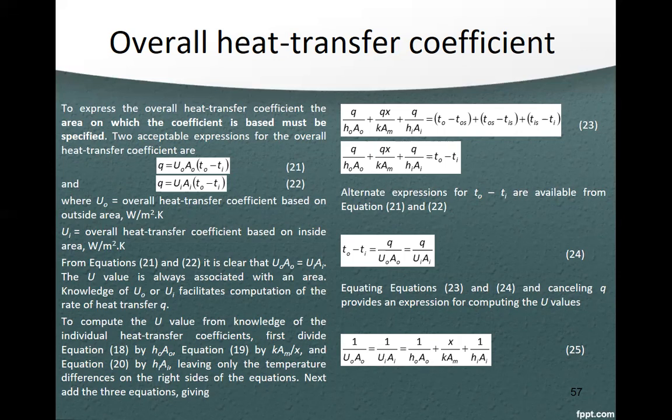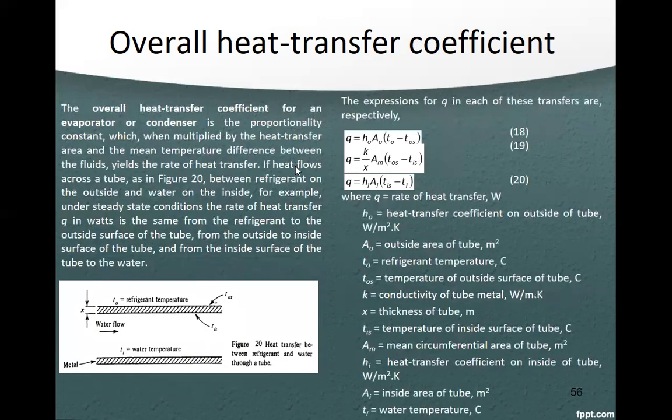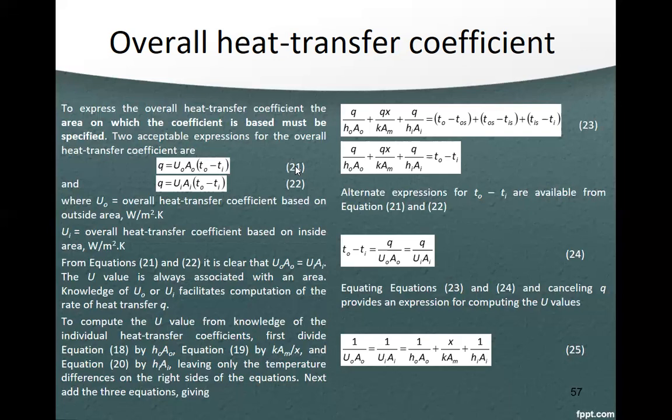To compute the U value from the knowledge of individual heat transfer coefficients, first divide equation 18 dito, yan, by H sub O A sub O, equation 19 by K A sub M over X, and equation 20 by H sub I A sub I, leaving only the temperature differences on the right side of the equation.